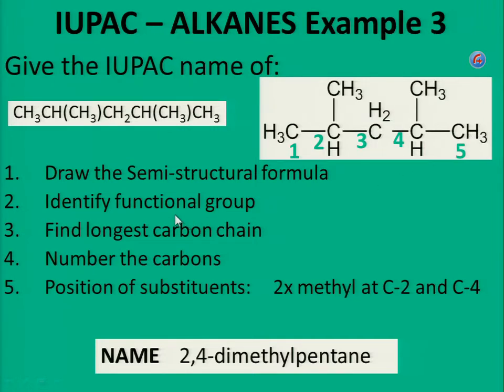So, now you have to follow the steps. Identify the functional group. There are only single bonds, so it needs to be an alkane. Find the longest carbon chain. 1, 2, 3, 4, 5 carbons, therefore pentane. Number the carbons, and now you have to report the position of the substituents. There is a methyl at carbon 2 and a methyl at carbon 4. Therefore, your name would be 2,4-dimethyl, because there are 2, pentane.